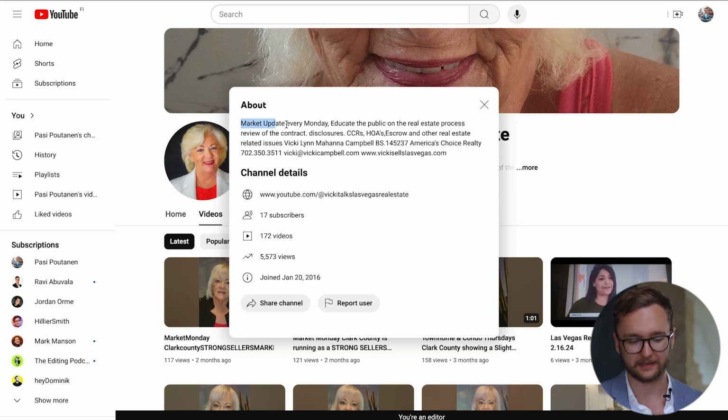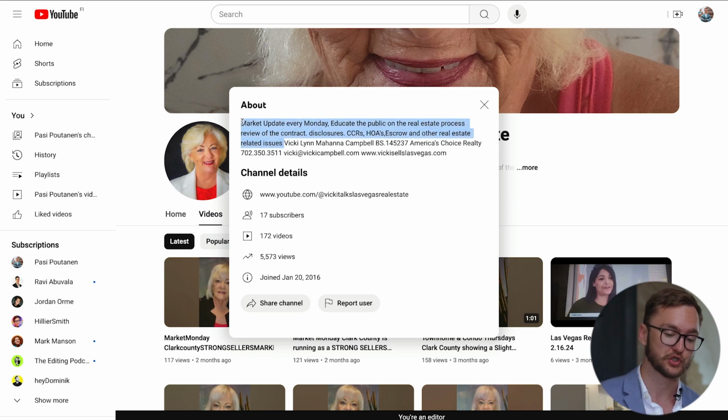And then over here, when we go ahead and check out the description, market update every Monday. Yeah, I like that there's some sort of value description. So there's a market update every Monday. That is good. Educate public on the real estate process, review of the contract, disclosures, etc. Yeah, this is more along the lines of, okay, there is some sort of value here. Now, again, what I would do is I would also change this to be more simple, right? A lot of people may not be that interested in the reviews of the contracts or disclosures, CCRs, HOAs, things like that, right? But I would make it a little bit more simple as far as the value.